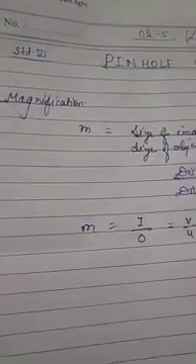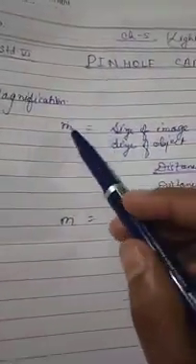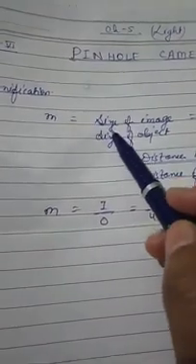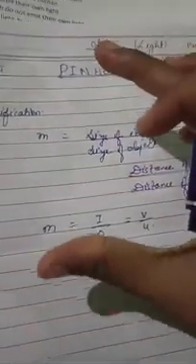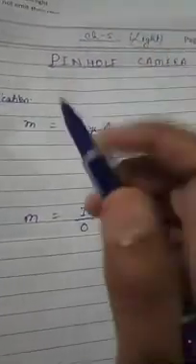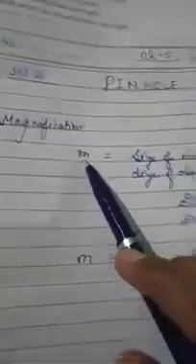Okay? Now what is magnification? Understand it, students: magnification is just the ratio of the size of an image to the size of the object. What is the size of the image and what is the size of the object? That ratio is called the magnification. And how is it represented? It is represented like this: M for magnification, small m, and size of image by size of object.